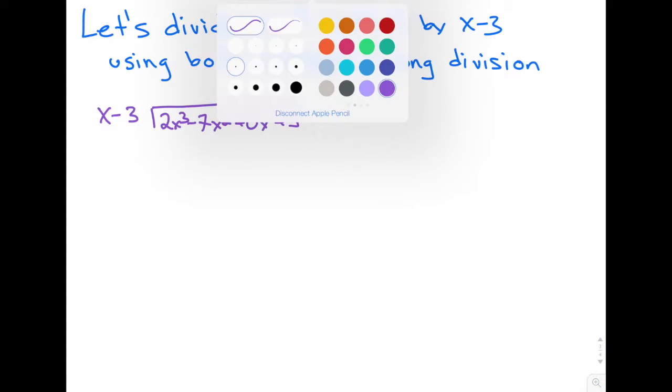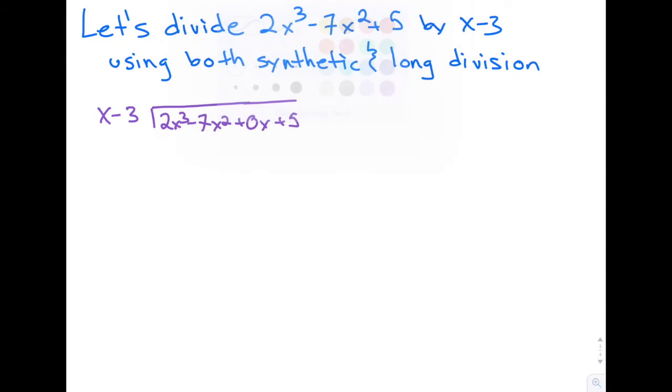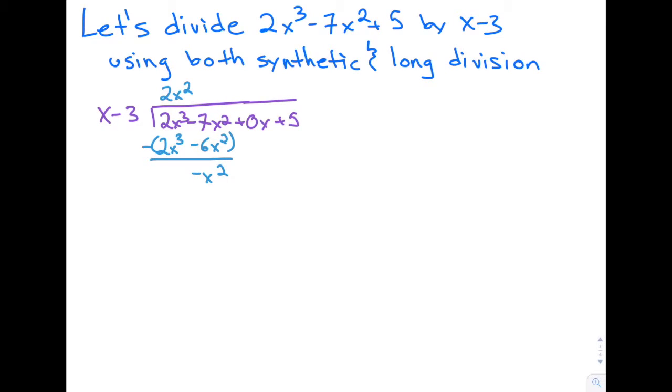So we'll multiply 2x squared by x minus 3. So we have 2x cubed and then minus 6x squared. And we'll subtract that. So we'll have 0 and then negative 7x squared minus negative 6x squared, which will leave us with a negative x squared. Then we bring down the 0x.